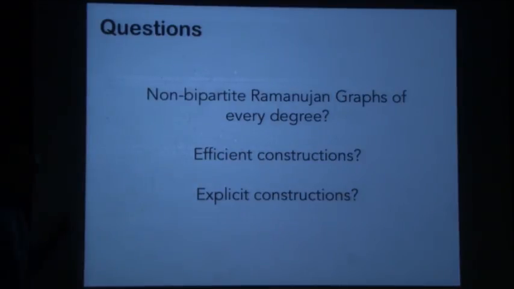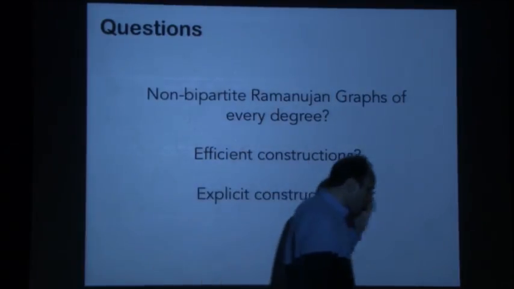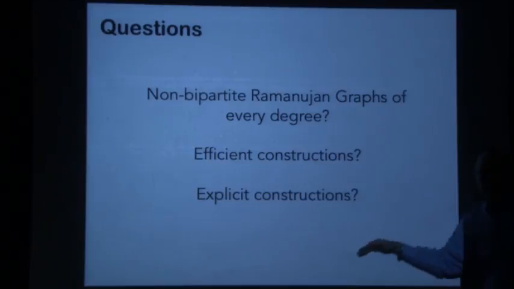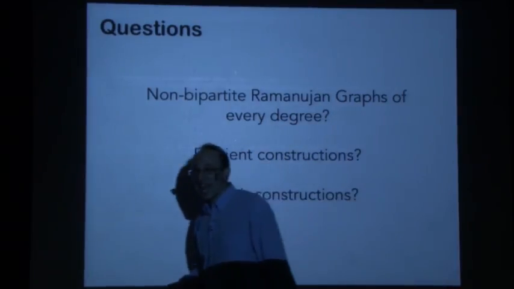Efficient constructions. So maybe that's not fair to ask as a question, because I'm trying to write a paper now that will at least get a polynomial time construction out of a related technique. So it's not the same thing as we can't compute permanence, but we do want to find efficient constructions, at least polynomial time in the number of vertices, of Ramanujan graphs of every degree. More importantly, can we get explicit constructions? Because I don't want to take time polynomial in n to build a Ramanujan graph of size n.